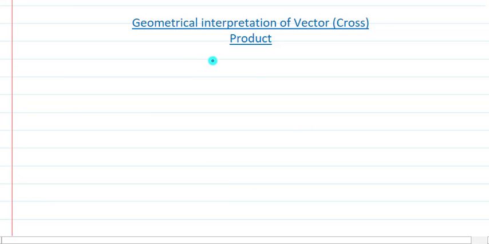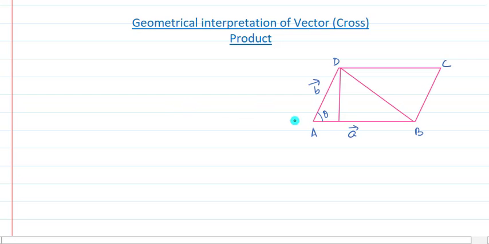Now let us discuss the geometrical interpretation of vector product. From here we will find two important formulas to find the area of a parallelogram and the area of a triangle also. To visualize it, let me draw one figure. In this figure, vector AB directed from A to B represents vector A, and vector B is represented by AD directed from A to D, and the angle between these two vectors A and B is theta.